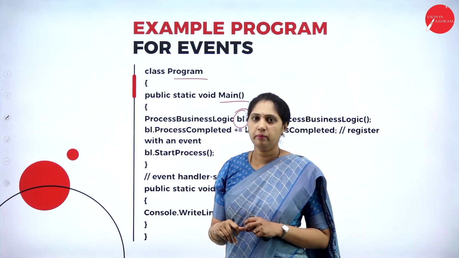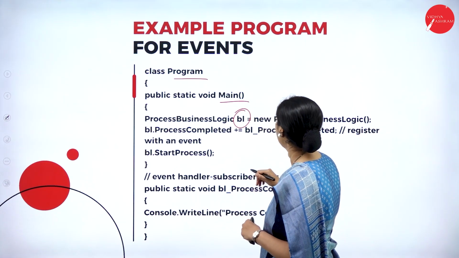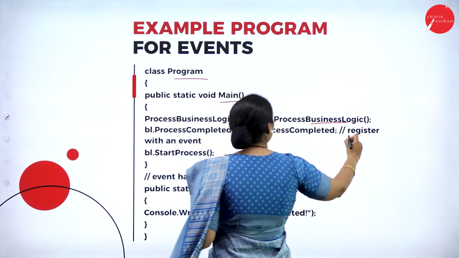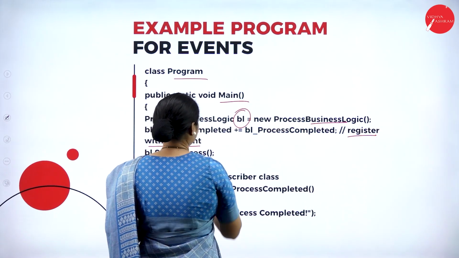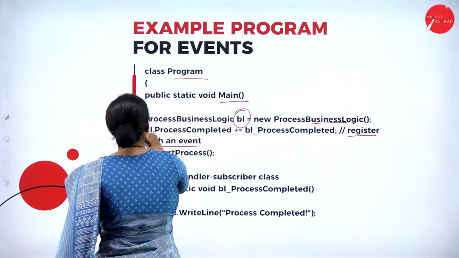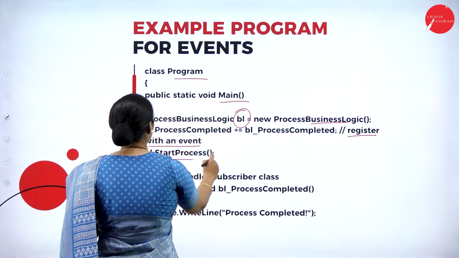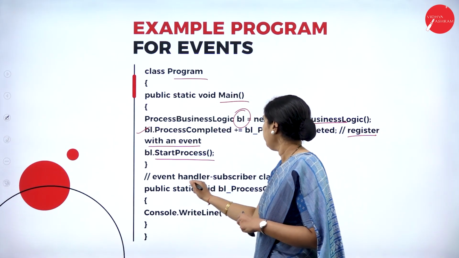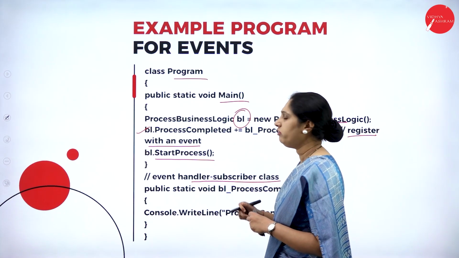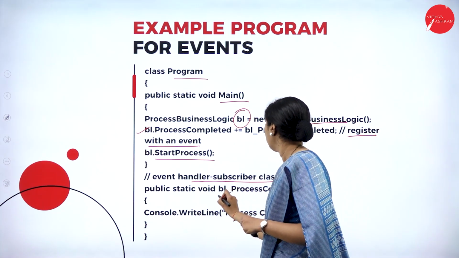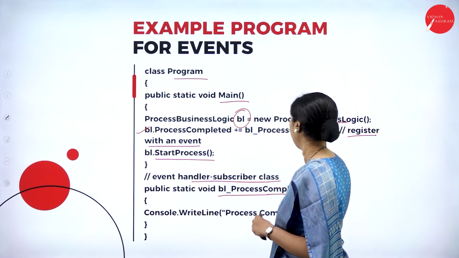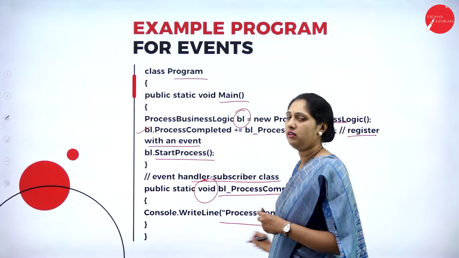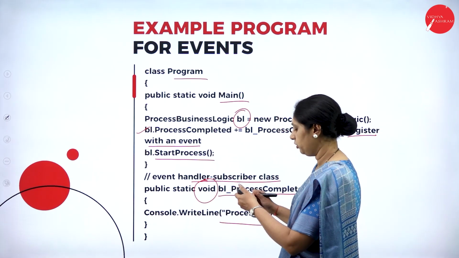Creating an object B1. Next, we create an object for this, then we'll register the event. Here, this statement will register an event and we are calling the function start process. Next, in the event handler subscriber class, we are calling a function B1 process completed, which is of type void. So void means we are just printing a message on the output screen.